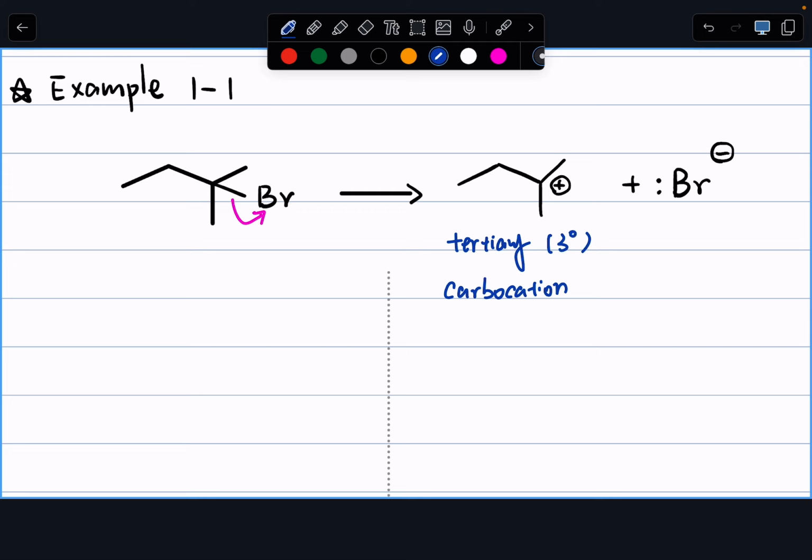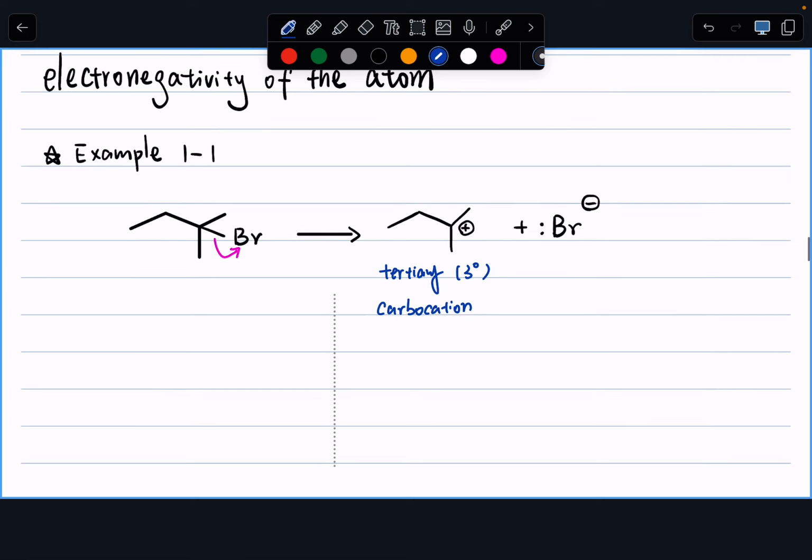And a bromine or bromide anion. So that's dissociation, or breaking, of a polar covalent bond.